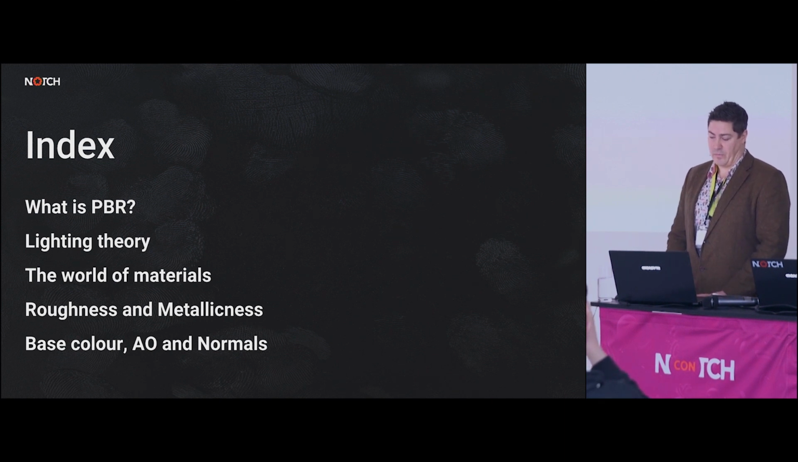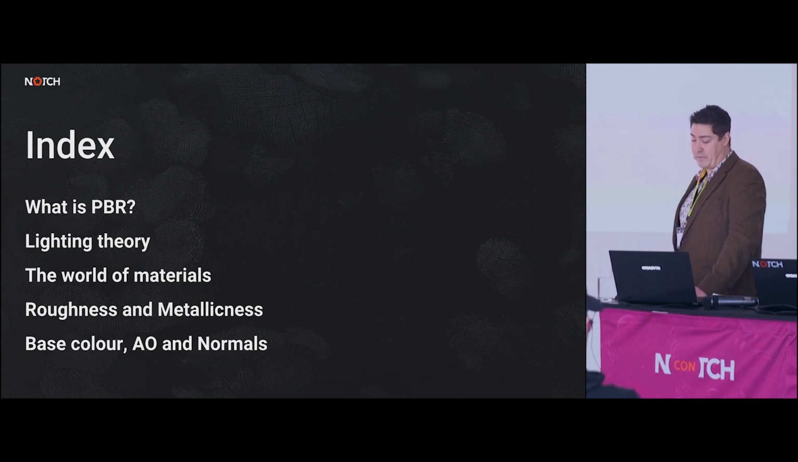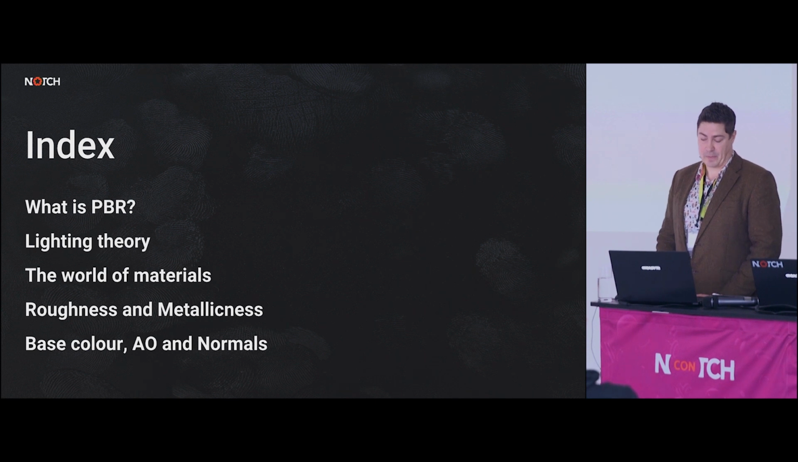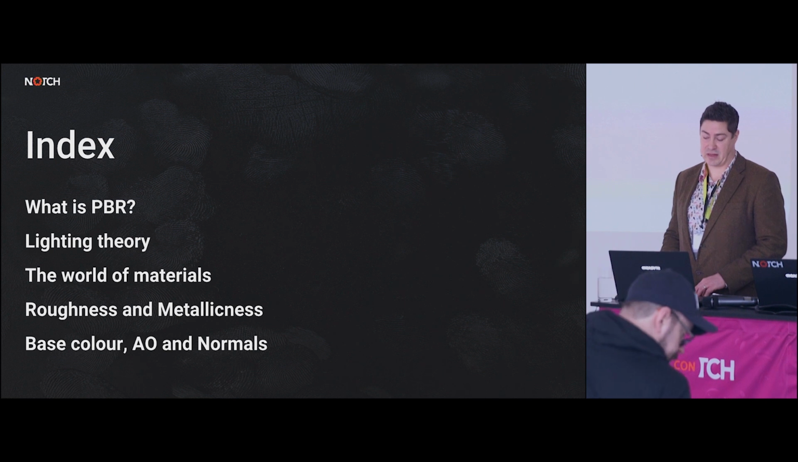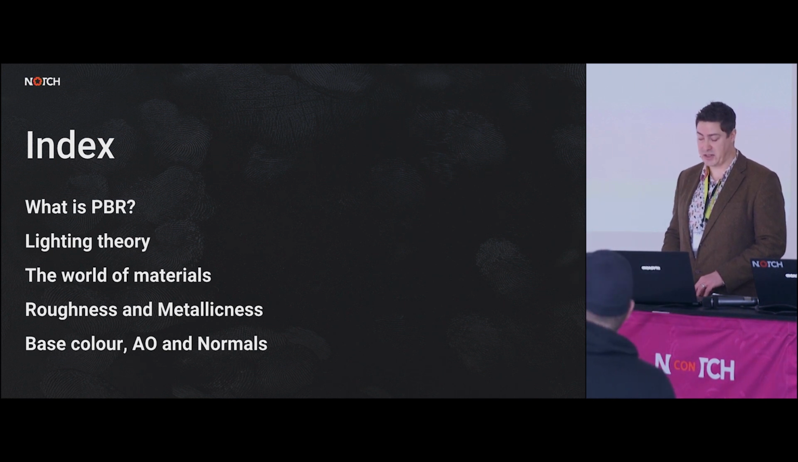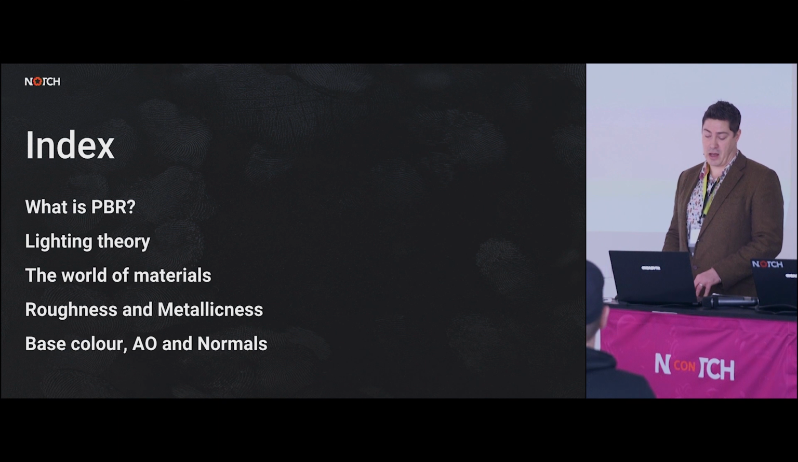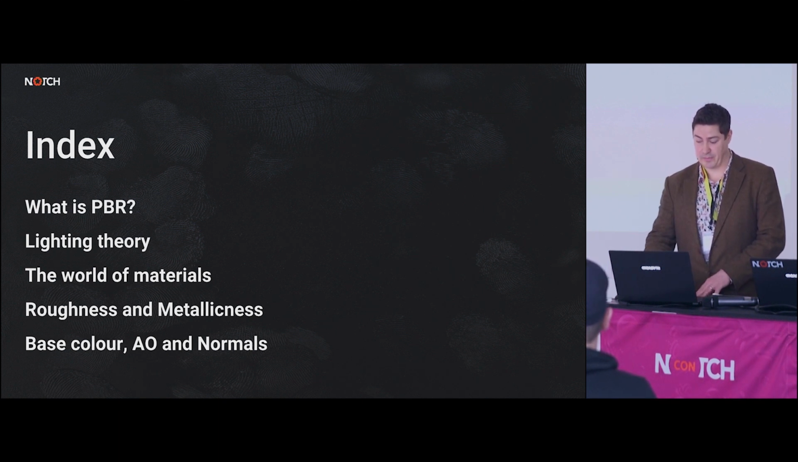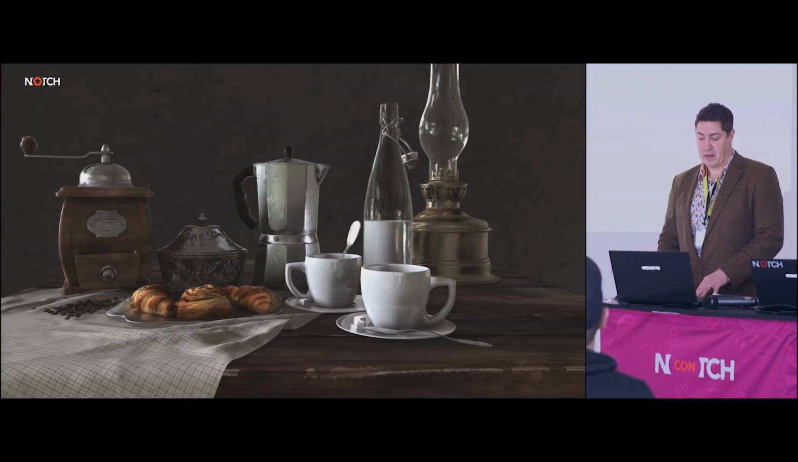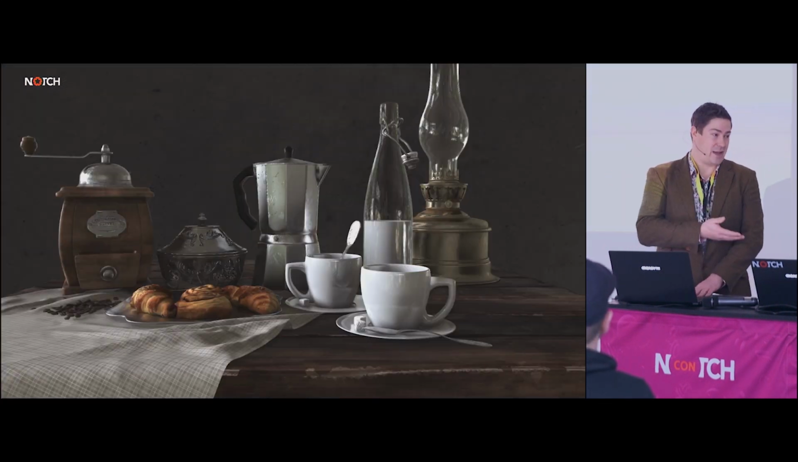So for this talk, we're going to go through these subjects and these workflows. We're going to go through what physically based rendering is. We're going to be taking a look at lighting. We're going to be looking at the world of materials. We're going to be looking specifically at the importance of roughness and metallicness textures. We're going to be looking at base color, ambient occlusion, and normal textures as well near the end of the talk. So this scene was built by Adrian.